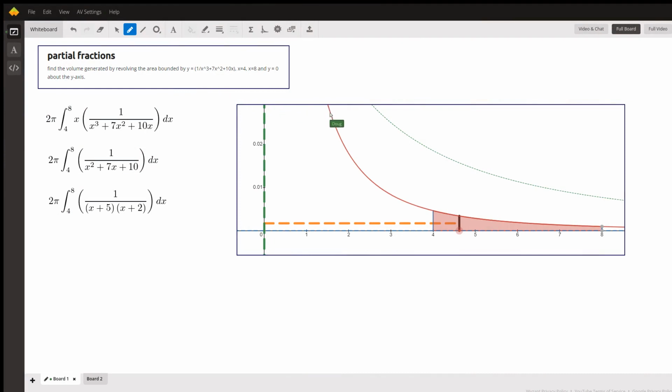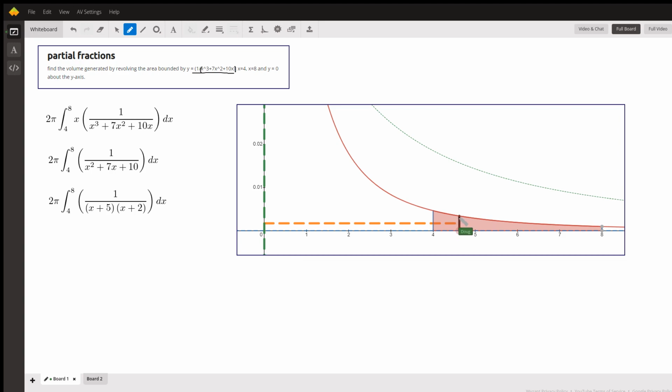Okay, this red graph right here is the graph of the given function 1 over, this whole thing should really be in parentheses right here, x cubed plus 7x squared plus 10x. And we're going to use the shell method to find the volume of revolving the region between x equals 4, x equals 8, under that f of x, and above y equals 0, about the line, the y-axis, x equals 0.